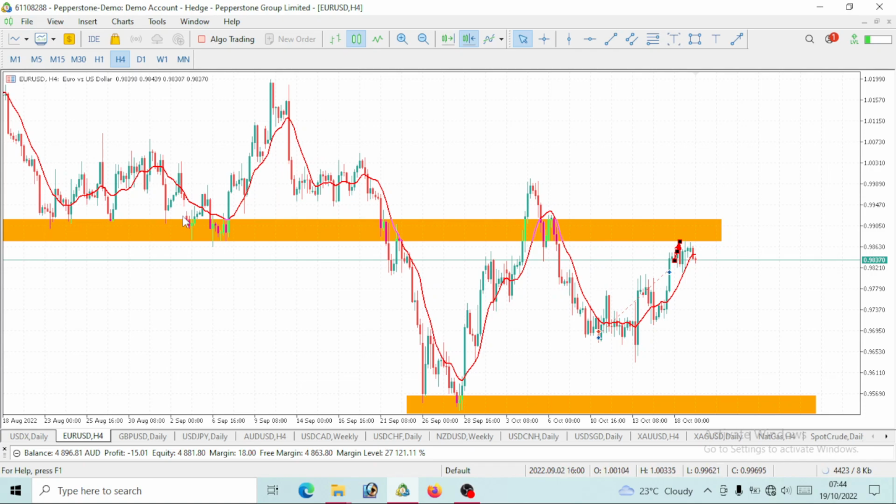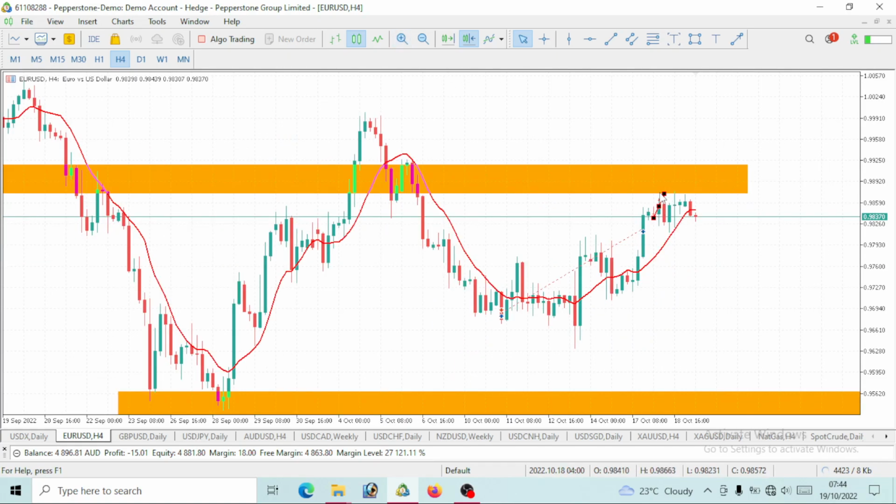We see it react here. We see it 1, 2, 3, 4, 5, 6. Actually it reacted here 6 times previously. Definitely we should see this rejection here. We see 1, 2 rejection. We should continue to see that rejection to give us that break on our Euro USD.